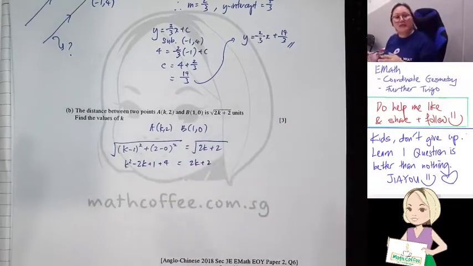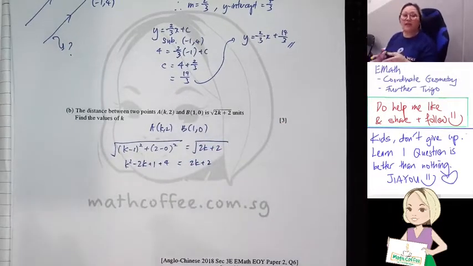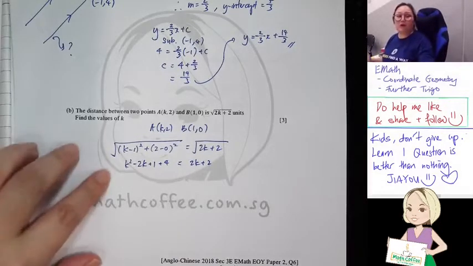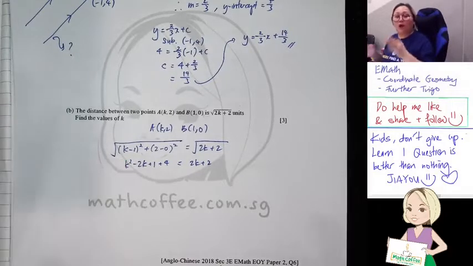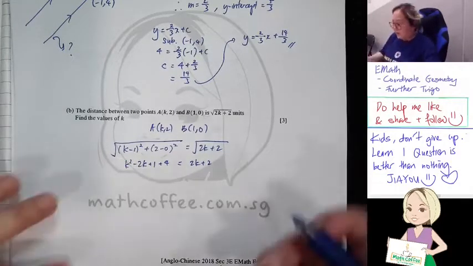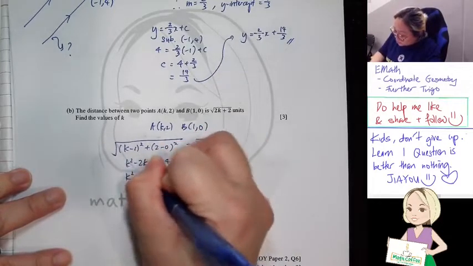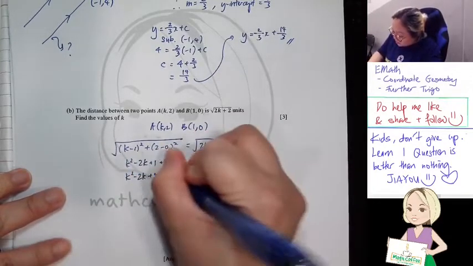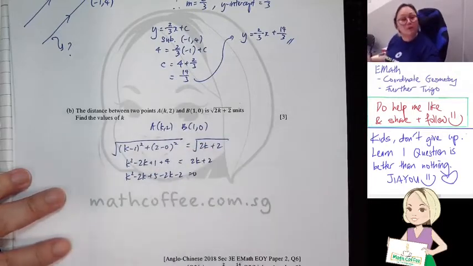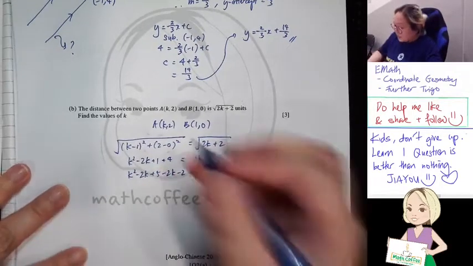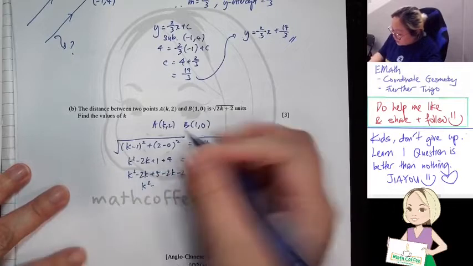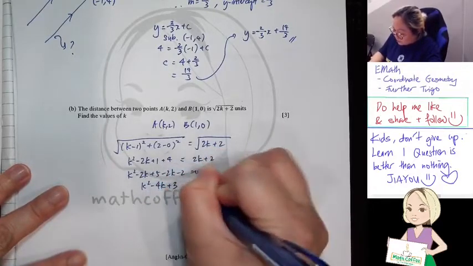And you know that this is a quadratic equation. If it's a linear equation, k on the left, number to the right. This is a quadratic because it's k squared. So I will throw everything to the left hand side and make the right hand side 0. So it will be k squared minus 2k plus 5 minus 2k minus 2 equals to 0. Then it becomes k squared minus 4k plus 3 equals to 0.